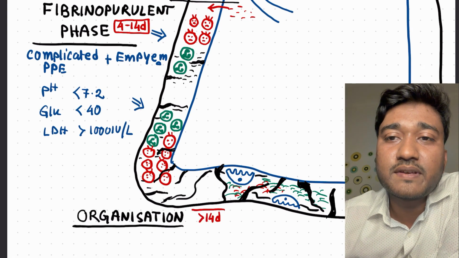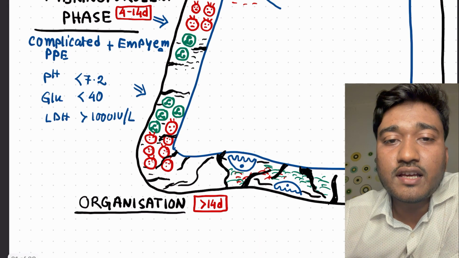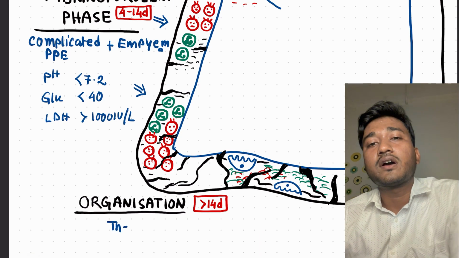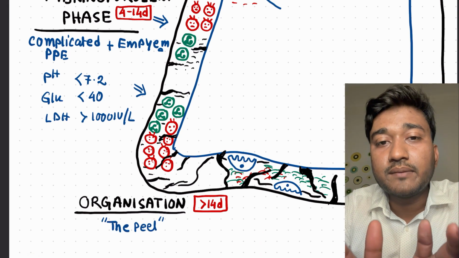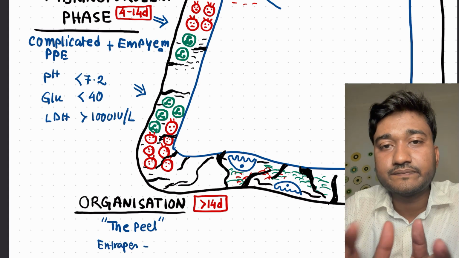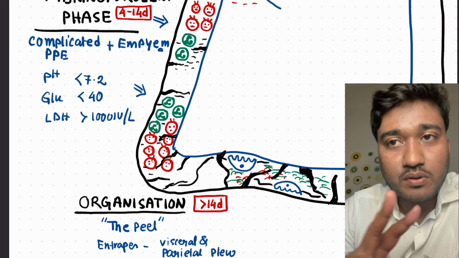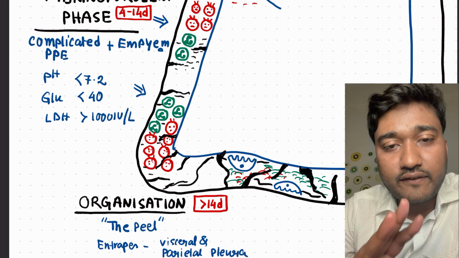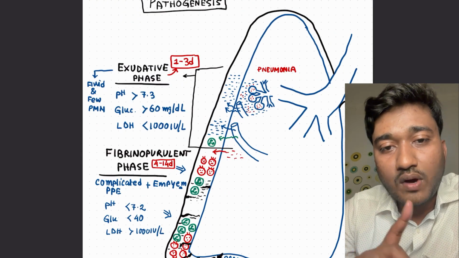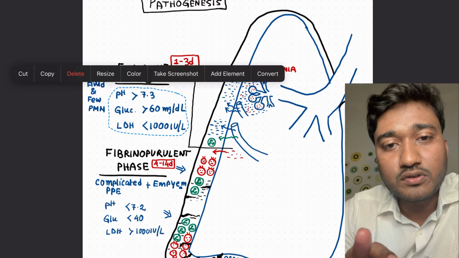Because of this entrapment, the visceral pleura and parietal pleura cannot move separately; they become connected by those strands. So there are three phases: the exudative phase, followed by the fibrinopurulent phase, and after that organization. That is 1 to 3 days, 4 to 14 days, and more than 14 days.